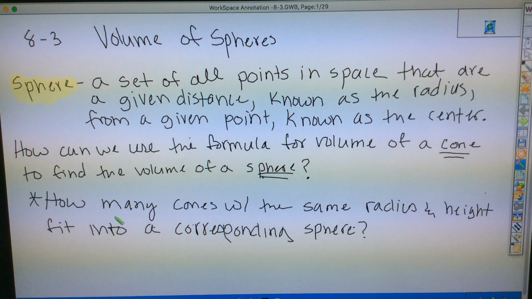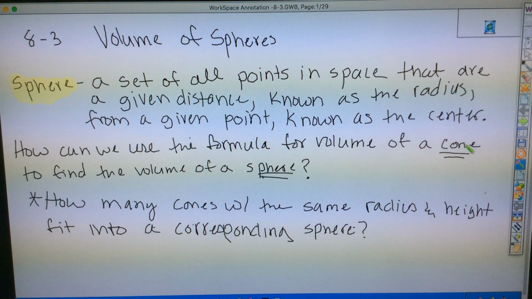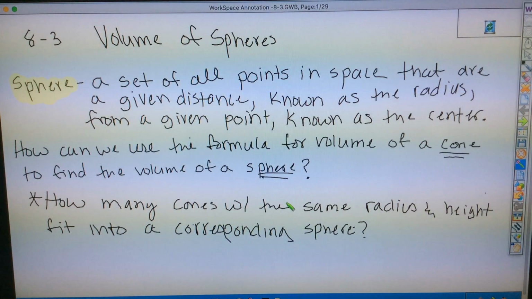My question to you today is, how can we use the formula for a cone, which we talked about in Lesson 2, to find the volume of a sphere? So in Lesson 2, we talked about how we could use the formula for the volume of a cylinder to figure out the volume of a cone. Now I'm asking you how we can use the formula for volume of a cone to figure out the formula for volume of a sphere.